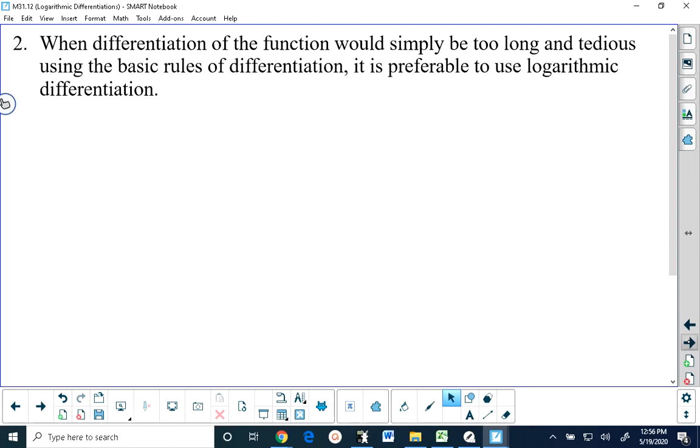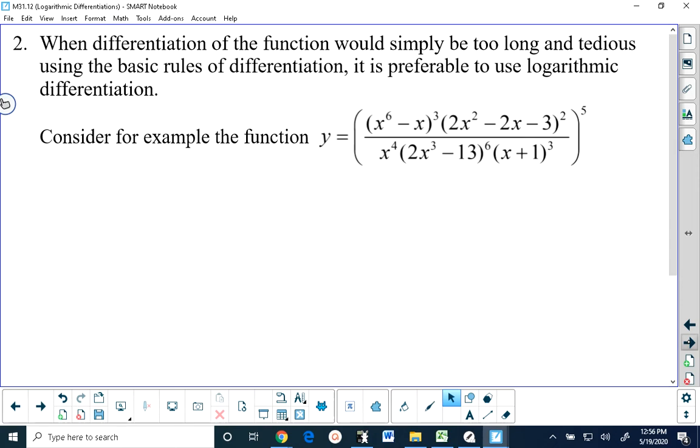The second situation, where it isn't a requirement that you use logarithmic differentiation, it's just that it would be a really, really smart move, is if the rules would combine in such a complicated manner that your life would become excruciatingly difficult in differentiating it.